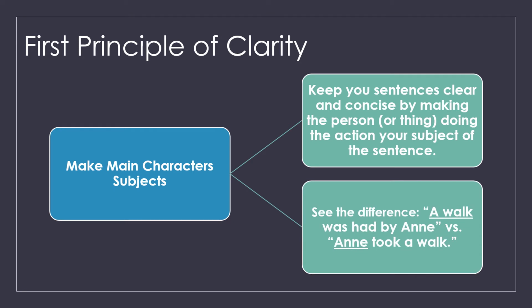For example, look at these two sentences. A walk was had by Anne. In this sentence, a walk is our subject. Is walk really the main character of this sentence? No, Anne is. Now look at the clearer alternative. Anne took a walk. Anne is now working as both our main character and our subject. As an added benefit, our sentence is now shorter because we've eliminated unnecessary verbs, a concept we'll touch on more when we get to the second principle.